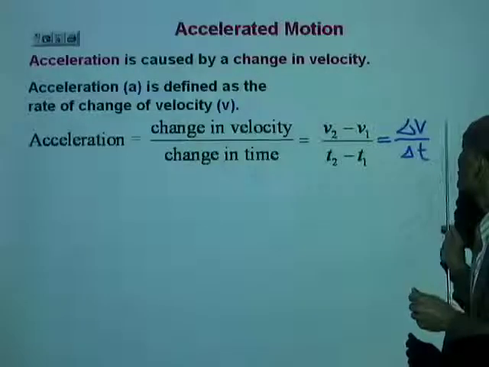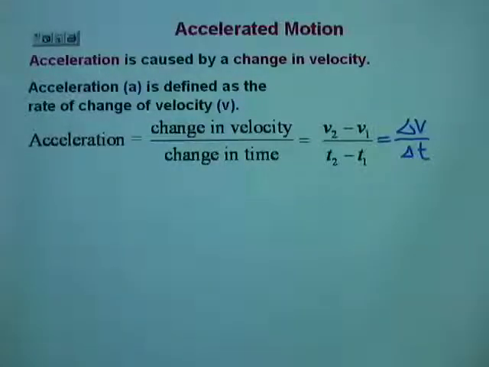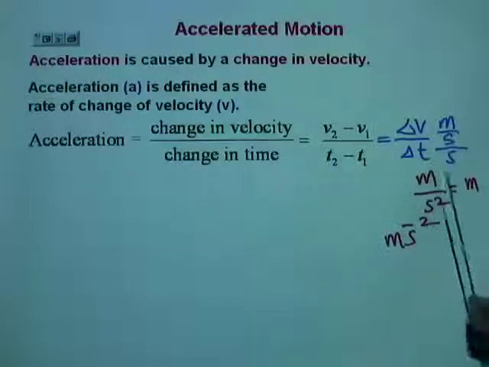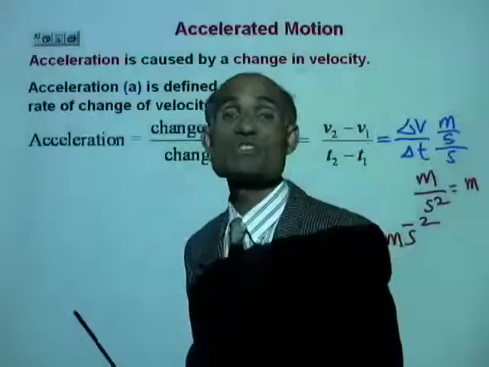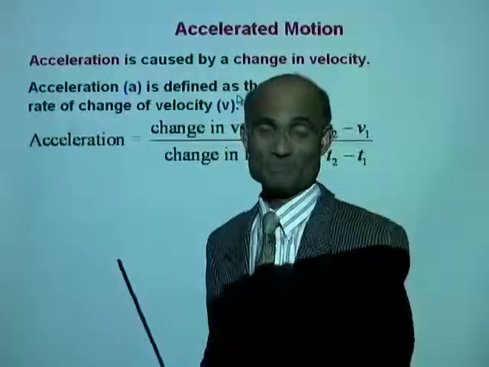It will be meter per second divided by second. Is that right? That will be meter per second divided by second. What is that? That will be meter per second squared. And we write it like this, meter per second squared. So acceleration is measured in meter per second squared. That is the unit of acceleration.